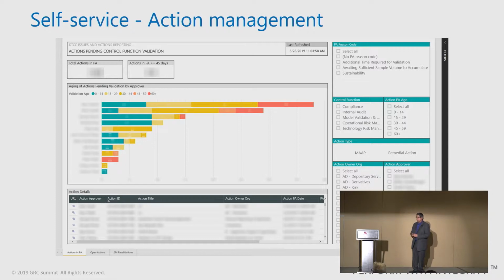But sometimes there are, for numerous reasons, actions that go over a certain period, and we have reasons listed up top on the right for some of these. For example, maybe you don't have enough of a sample size to validate that the action was remediated, so you need to wait for a year or whatever it is for samples to accumulate.